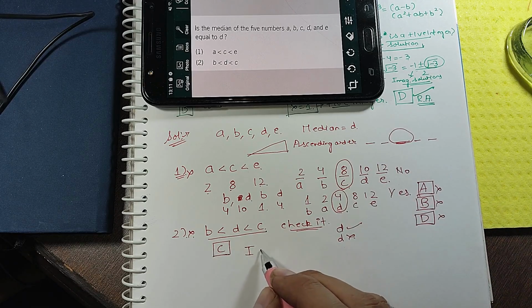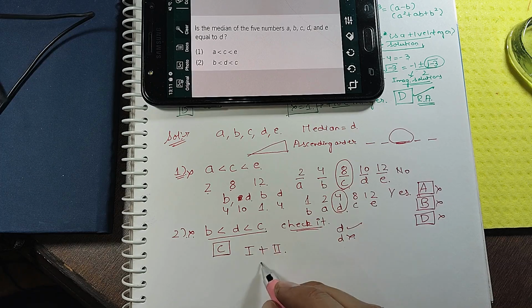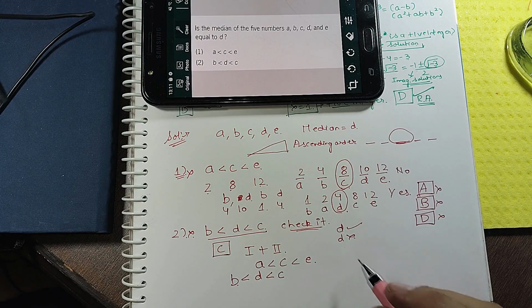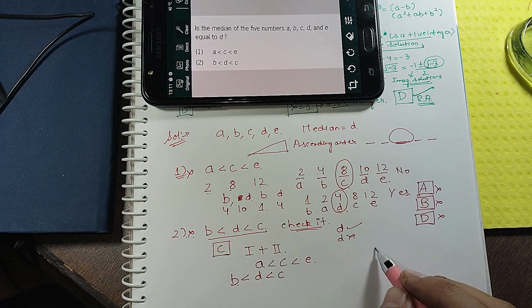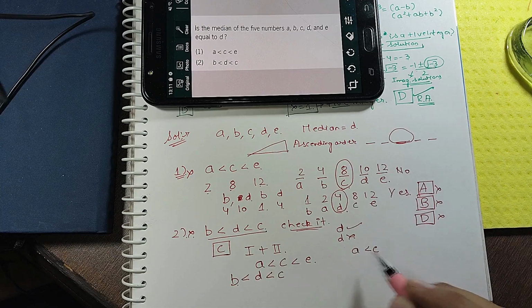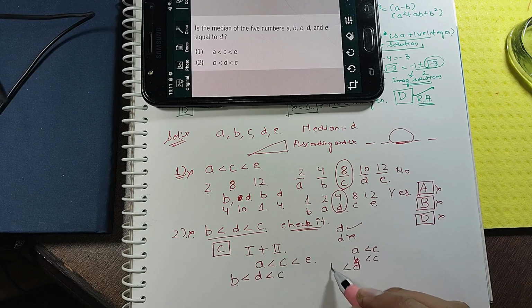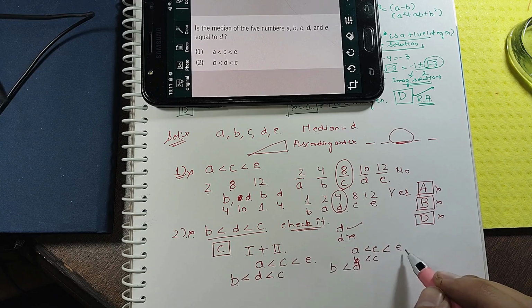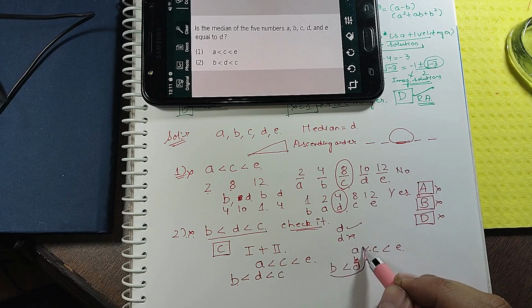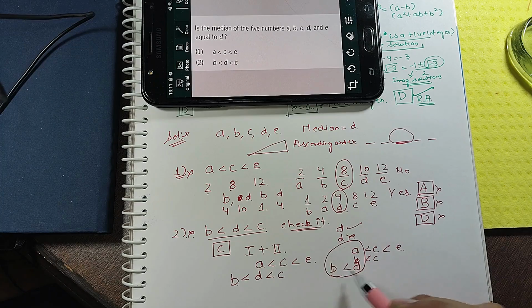Statement C says combining 1 and 2. Now A is less than C is less than E, and C is greater than D and greater than B. So this means that with reference to C, A has to be less than this, and D and B have to be less than it, and only E has to be greater than this. But still we are not in a condition to compare between A, B and D, which will be sitting at which position.